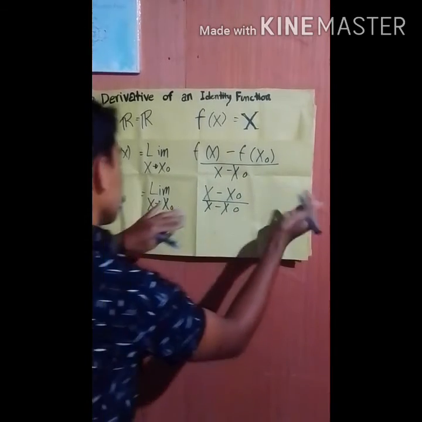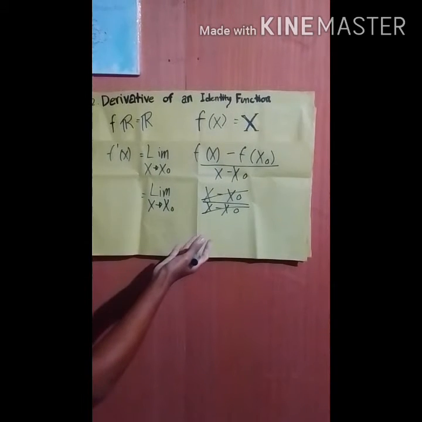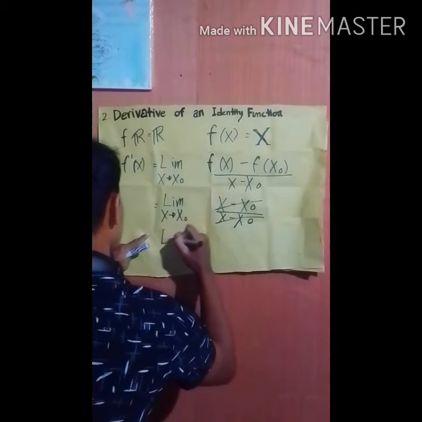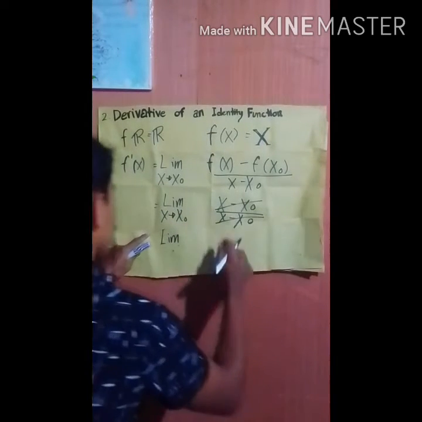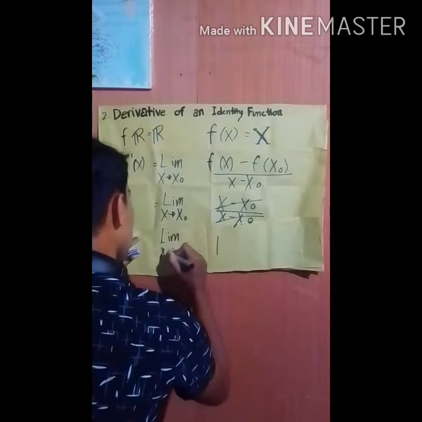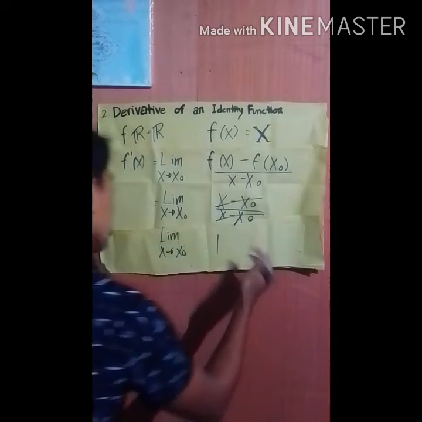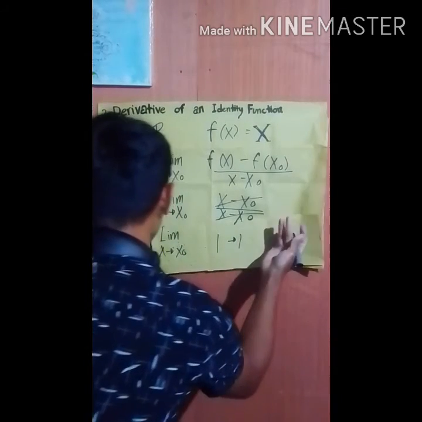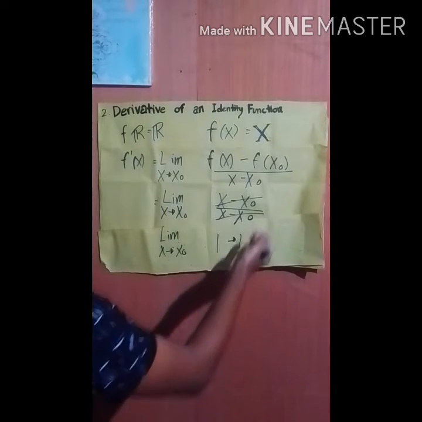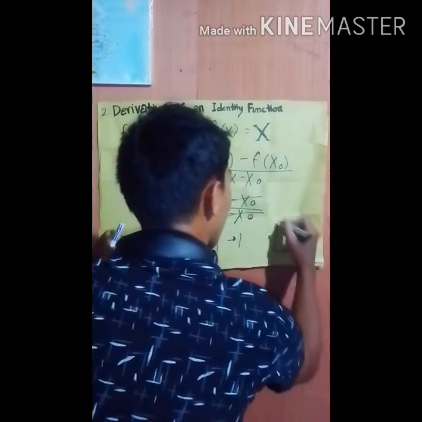If you see, we cross out, and we have exactly 1. So the limit as x approaches x0 of 1 is 1. So the derivative of this function, f prime of x, is 1.